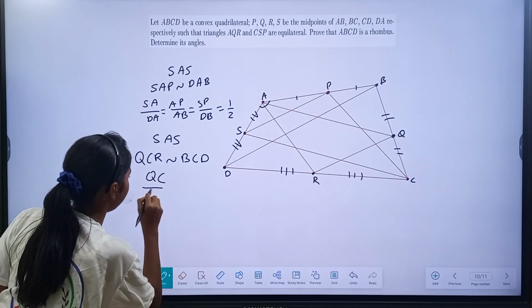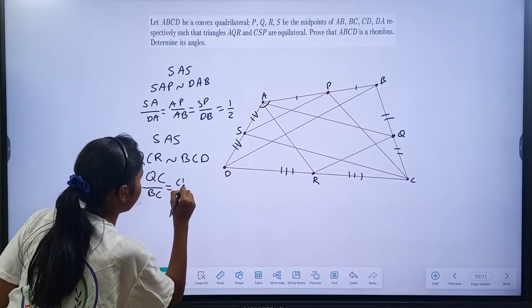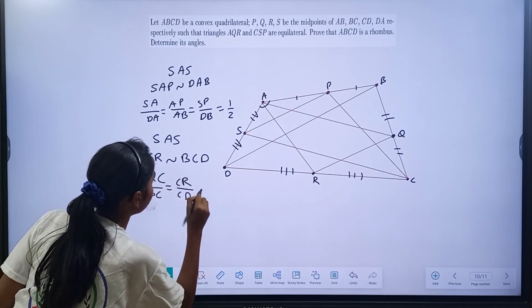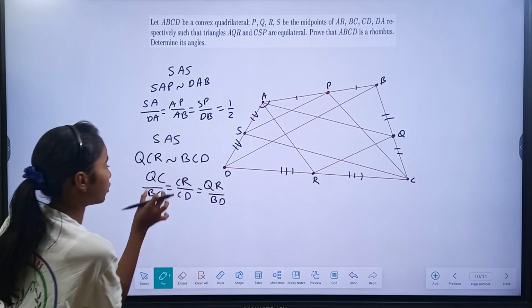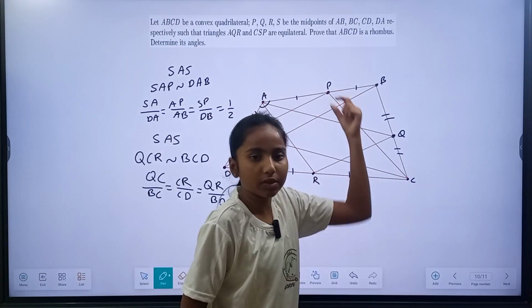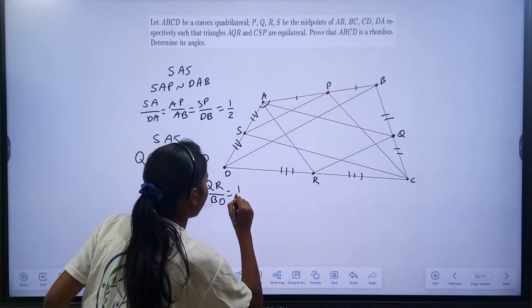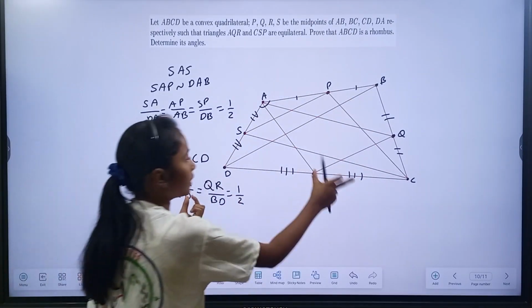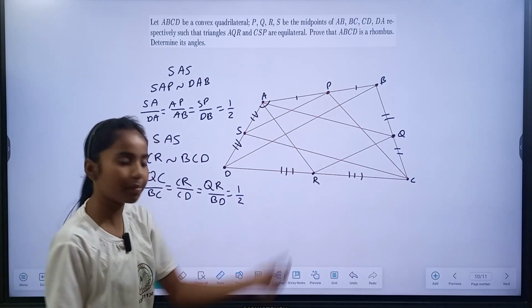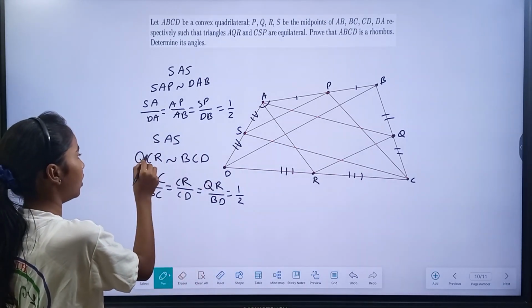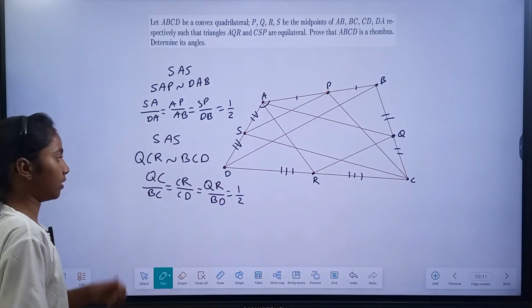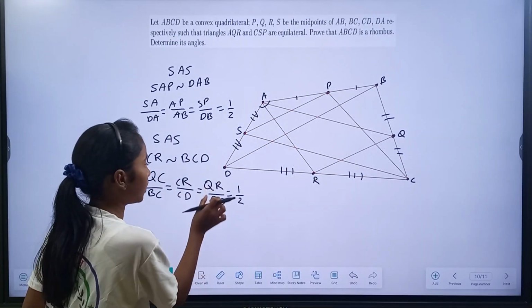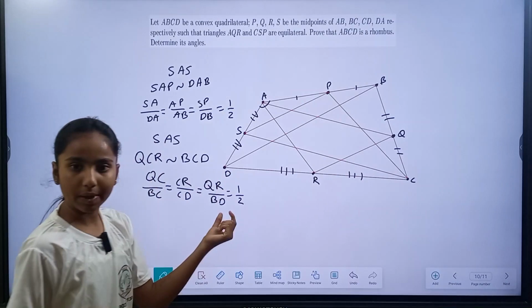Now let's write the side ratios. QC divided by BC equal to CR divided by CD equal to QR divided by BD. And we have QC by BC equal to 1 by 2 because Q is the midpoint. And also CR divided by CD equal to 1 by 2 because R is also a midpoint. And we have the common angle, which is angle C. So the order we wrote right now is correct. Again we got that QR divided by BD equal to 1 by 2.